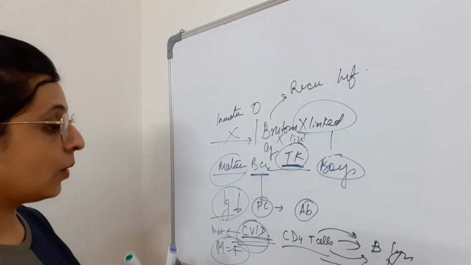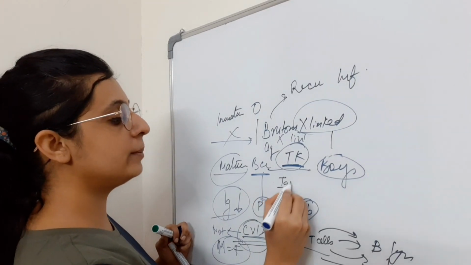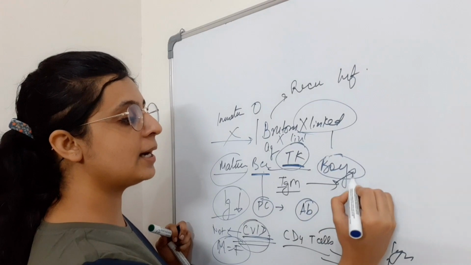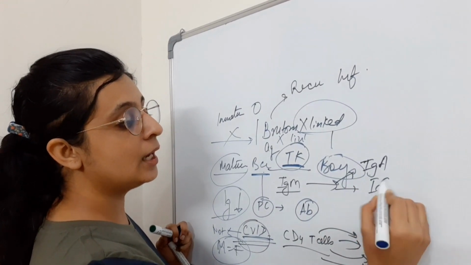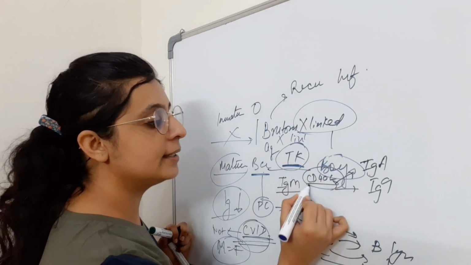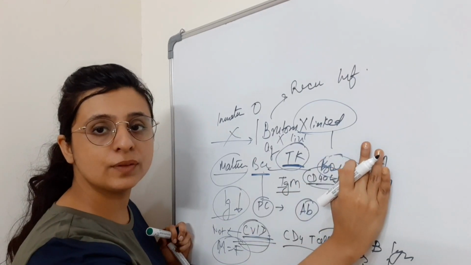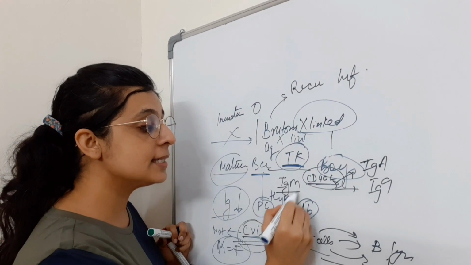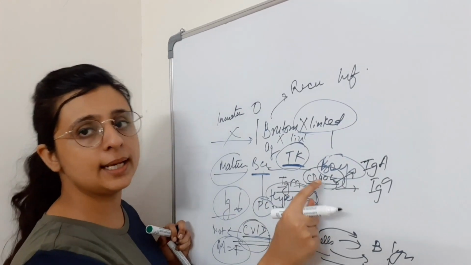Next, once these lymphocytes are formed and IgM is formed, there has to be isotype switching in order to develop other antibodies like IgA and IgG. This isotype switching requires CD40 ligand. Any defect in this CD40 ligand will lead to deficiency of other immunoglobulins, causing hyper IgM syndrome. So hyper IgM syndrome occurs due to a defect in the CD40 ligand.